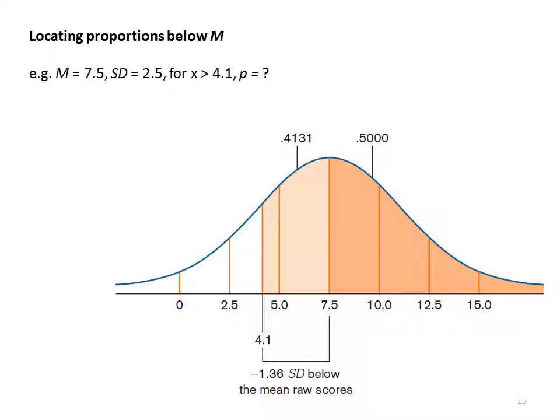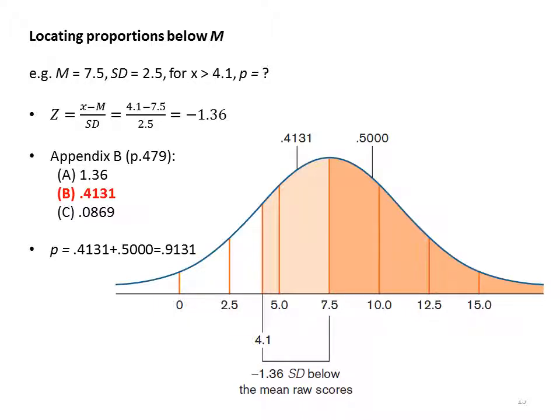This is an example on page 138, a normal distribution with a mean of 7.5 and standard deviation of 2.5. So what is the probability of obtaining a score larger than 4.1? And it should be this pink area plus half of the distribution. The z-score for 4.1 is negative 1.36. And imagine it's on the other side of this distribution over here somewhere.